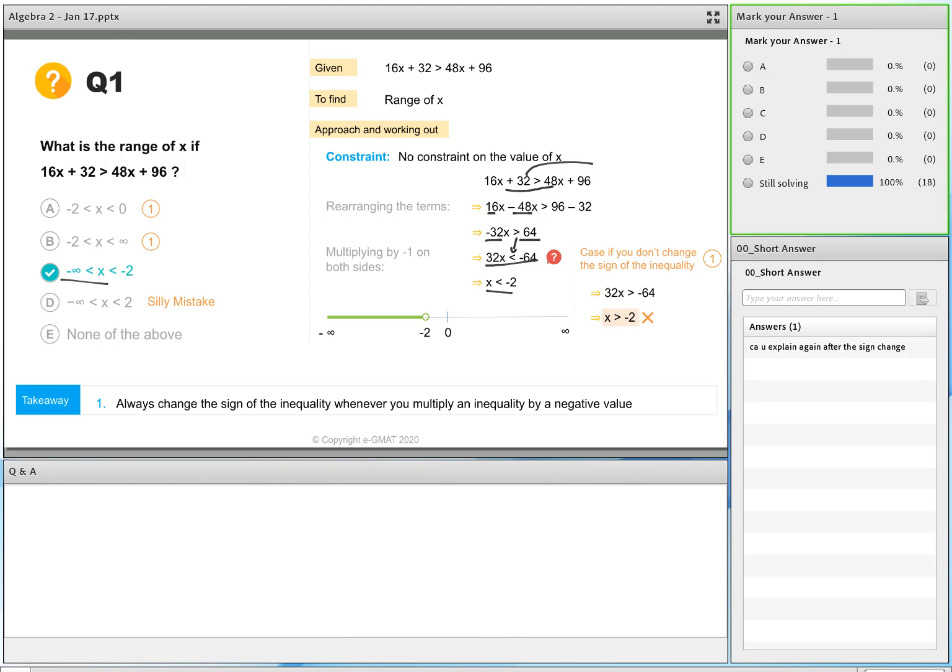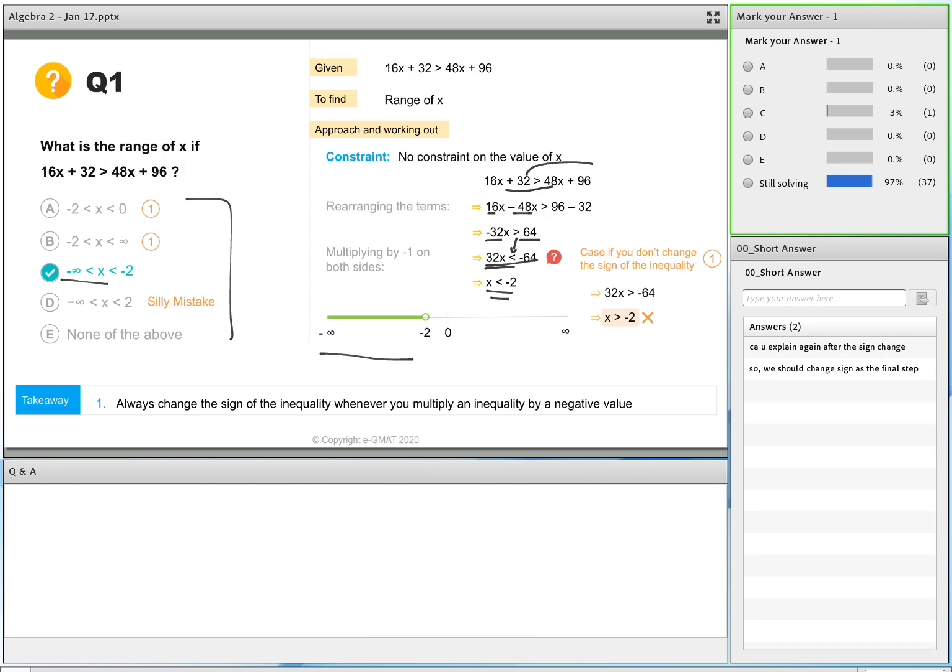Can you please explain after the sign change? Yes, after the sign change, what we have is 32x is less than minus 64. So when you divide both sides of this inequality by 32, you get x less than minus 2. So you have the range of x. You just need to see which option is correct. x less than minus 2 means all values are acceptable from minus infinity to minus 2. And that's the reason option C is the answer.